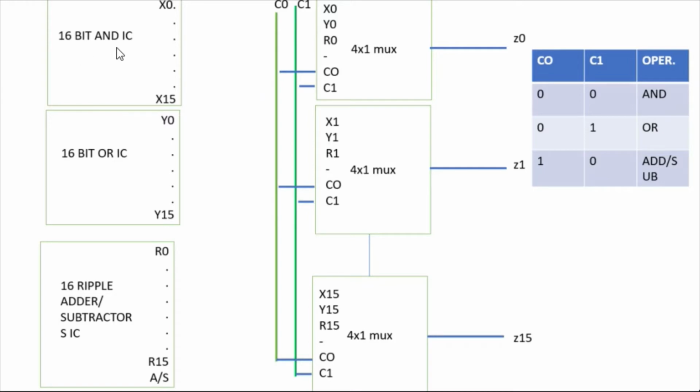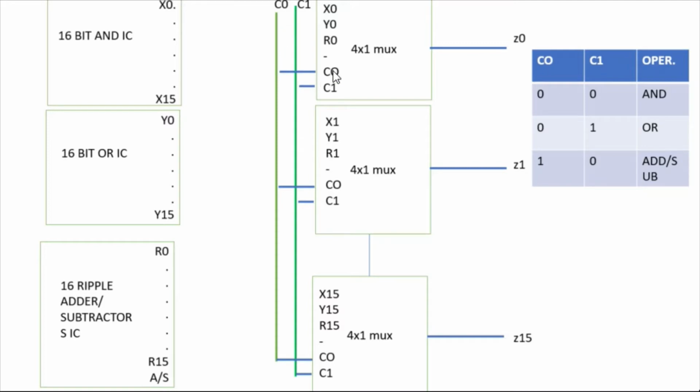So first we will design the 16-bit AND IC, 16-bit OR IC, and 16-bit ripple adder and subtractor. These are the 16 muxes. We started from Z0 and Z1 to Z15. So there are 16 4x1 muxes. C0 and C1 are your select lines.